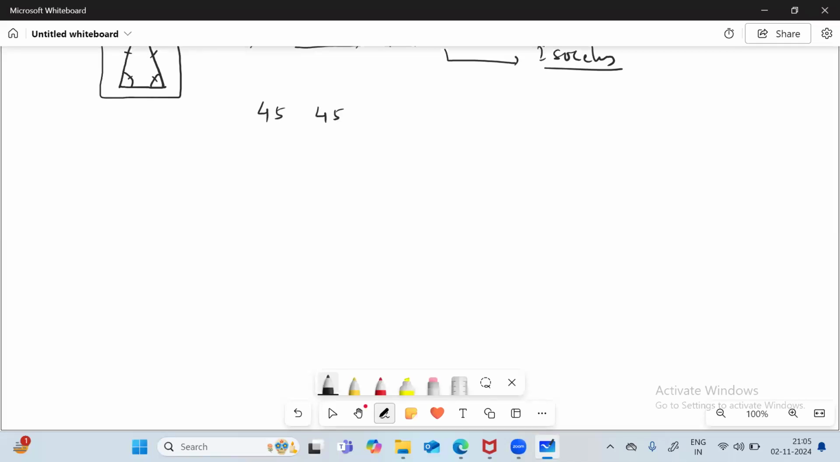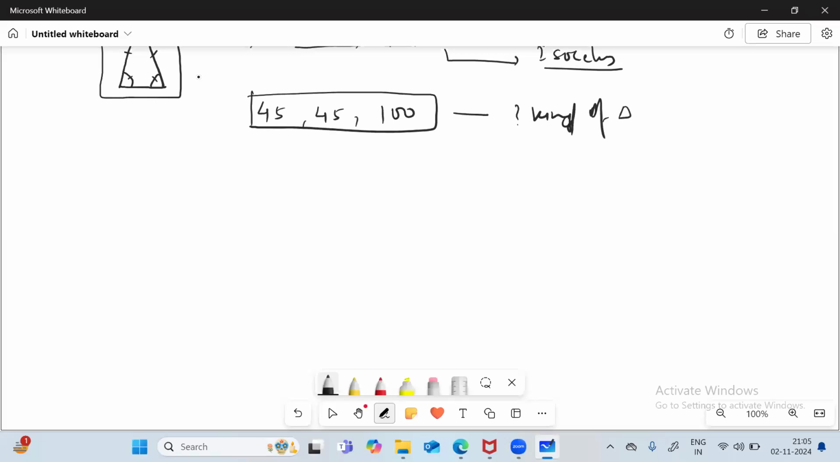And if a triangle has angles of 45, 45, 100, what kind of triangle will this be? What kind of triangle is this with these angles? Sir, this will not be a triangle, the sum is more than 180. Exactly. This triangle doesn't exist because 45 plus 45 plus 100 is 190, which is not equal to 180.